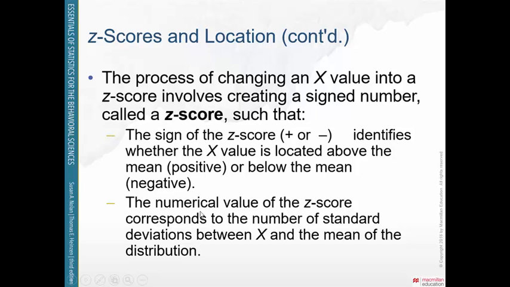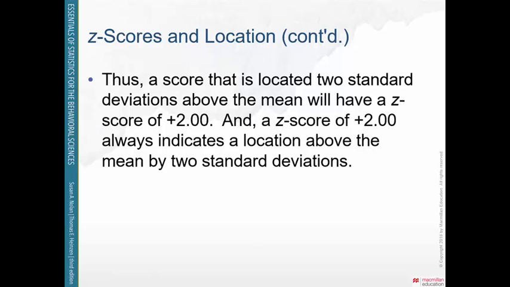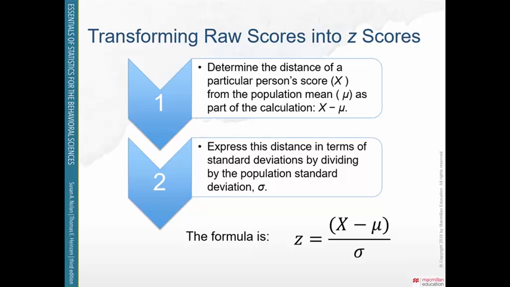So the process of changing x into a z-score, depending on if it's positive or negative, is going to tell you whether that value is above or below the mean. And the numerical value of your z-score tells you how many standard deviations there are between that score and the mean. I've said that quite a bit, and again, here it is again. A score that's located 2 standard deviations above the mean will have a z-score of +2. And that always means 2 standard deviations above the mean. So let's see how we calculate it after I've said what it means.